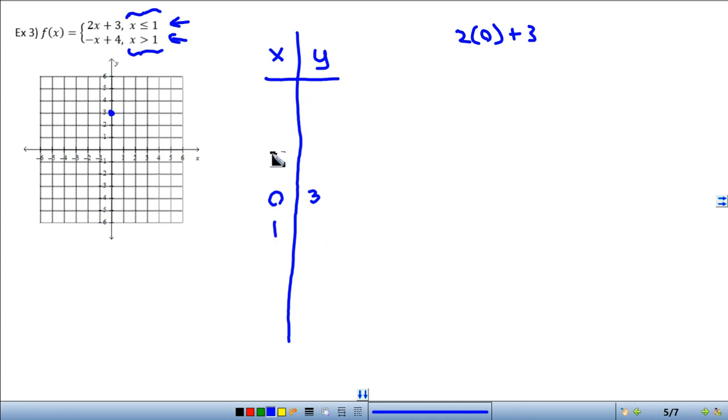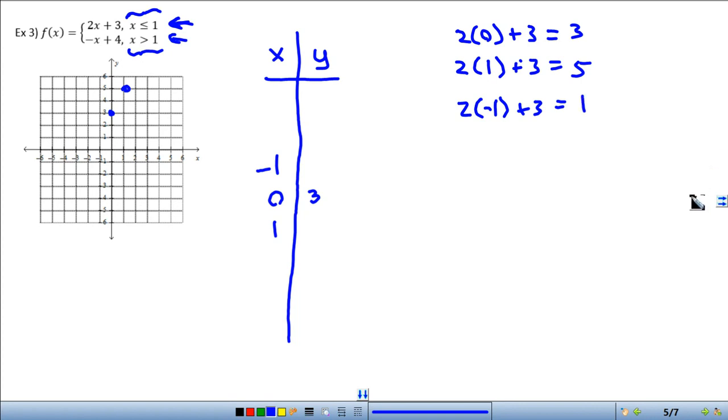Let's try 1. At 1, I'm going to plug it into, in this case, still the top function, because right here, 1 is less than or equal to 1. So 2 times 1 plus 3 equals, in this case, 5. So at 1, I've got 5. Let's do negative 1. I'm going to plug it into the top. 2 times negative 1 plus 3 equals 1. So I'm right down here. I can see the pattern. I'm going down to left 1, down to left 1. I can already see that pattern.